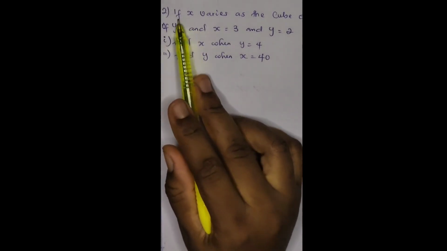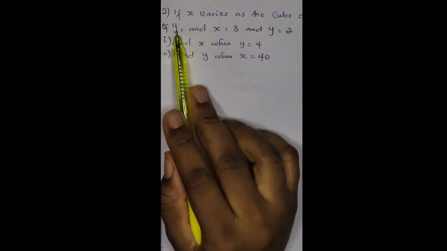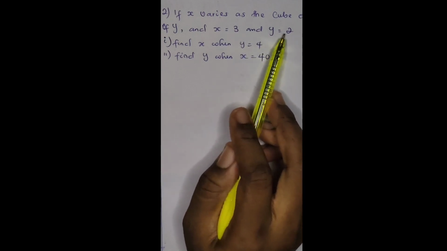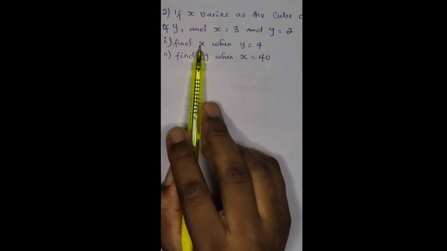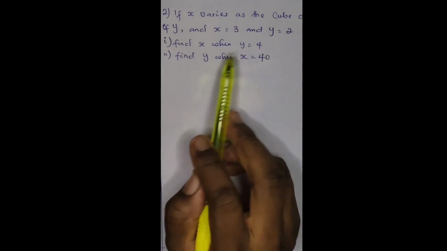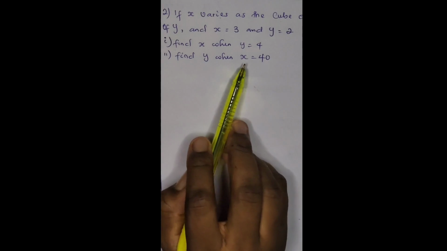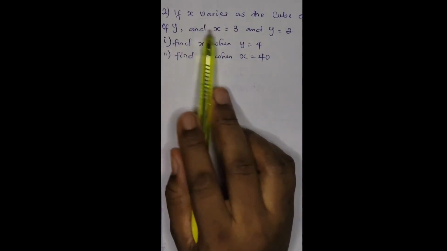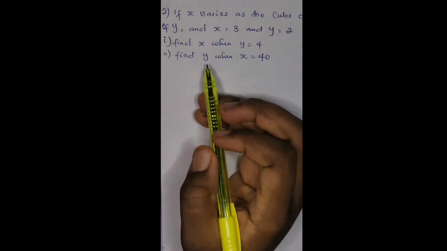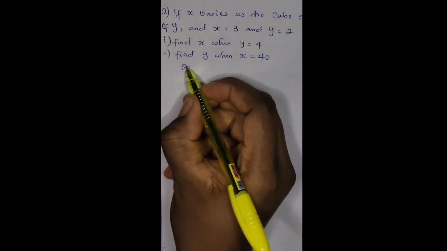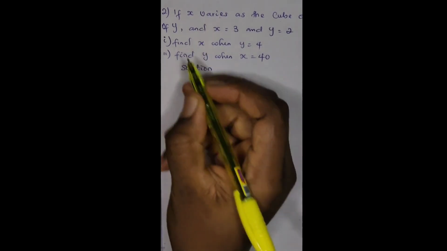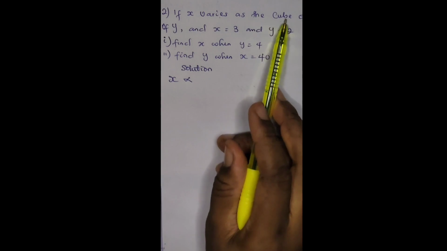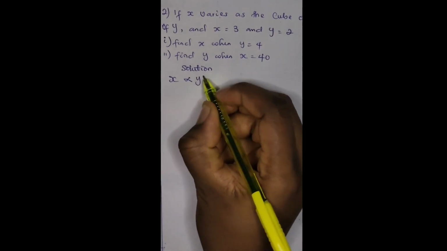So the second example: if x varies as the cube of y and x is equal to 3 when y is equal to 2, the first question is find x when y equal to 4, and then find y when x equal to 40. So remember, first of all, we'll define our equation. This is a direct variation. So we have x varies directly as the cube of y. So cube of y is y to the power of 3.